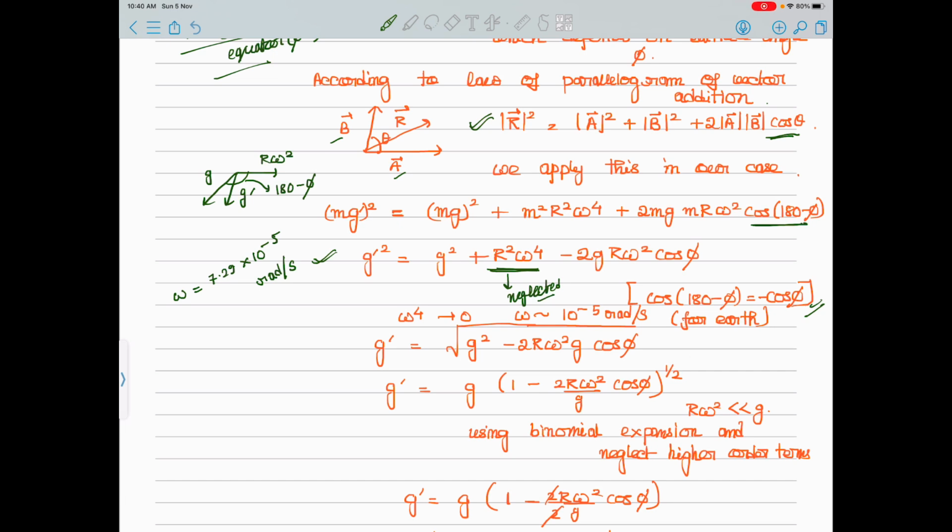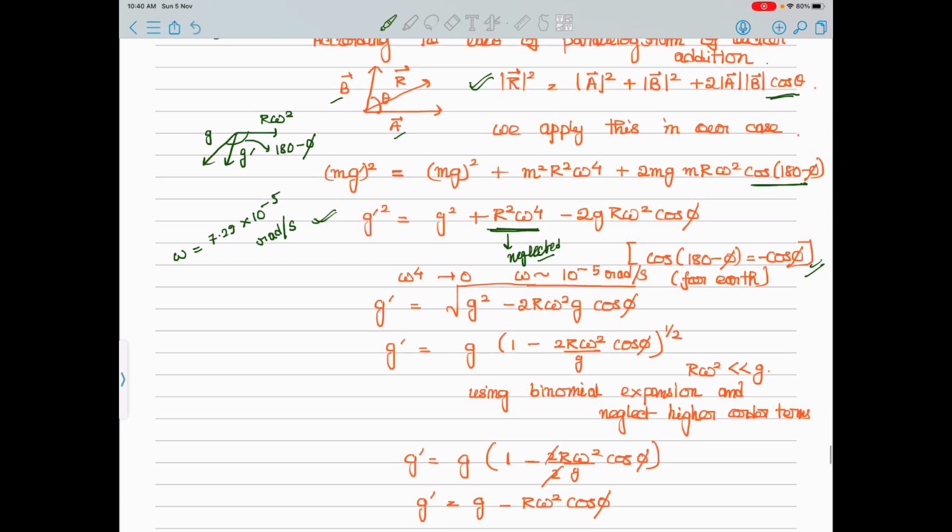Now r omega square is much less than g. Why? Because omega square is of the order of 10 to the power minus 10 and g is of the order of 10. So it's smaller. So what we can do is binomially expand it, and we will neglect the higher order terms. Only one term we will keep, 1 or 2 terms.